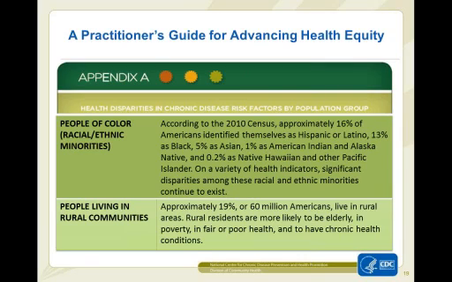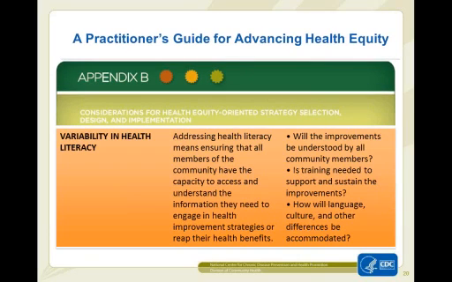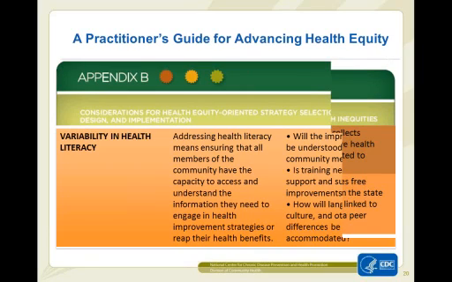Appendix B provides a list of potential barriers and unintended consequences, as well as questions one might consider or answer to ensure the design and implementation of a strategy does not inadvertently widen health disparities.